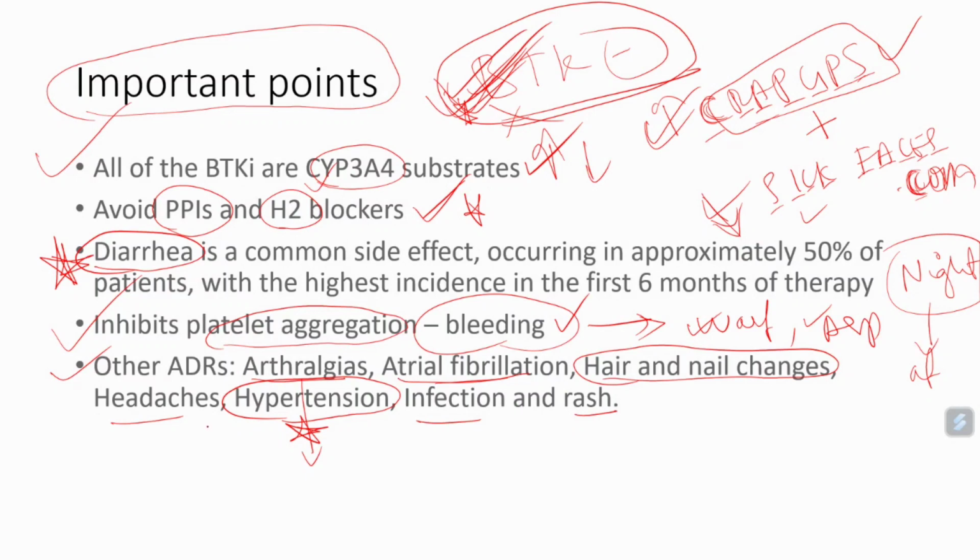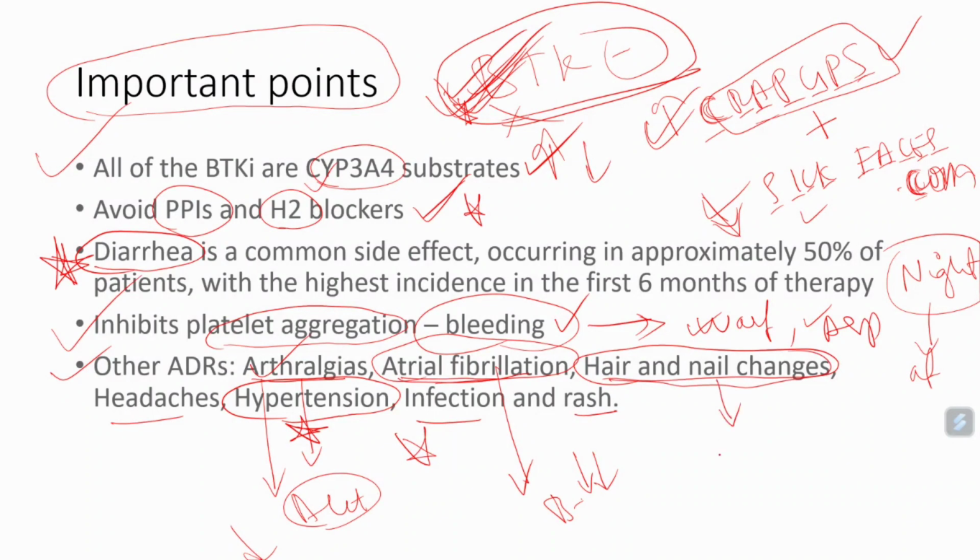All other adverse effects are minor, but they are potential adverse effects. If the patient has arthralgia, advise an analgesic, especially acetaminophen. Aspirin should not be given. If the patient has atrial fibrillation, you can go with beta blockers or advise very, very low dose warfarin. If the patient has hair and nail changes, advise biotin. If the patient has hair discoloration or hair fall, a biotin tablet should be advised.